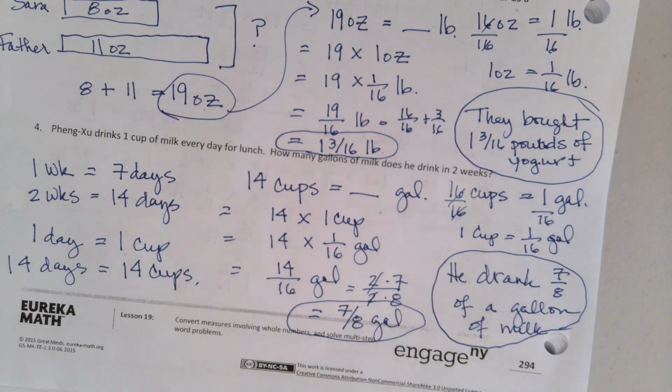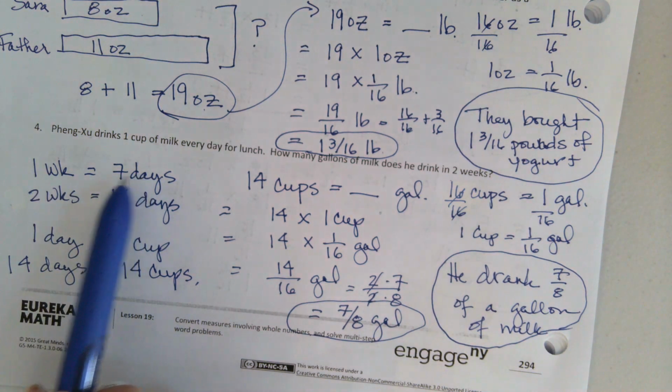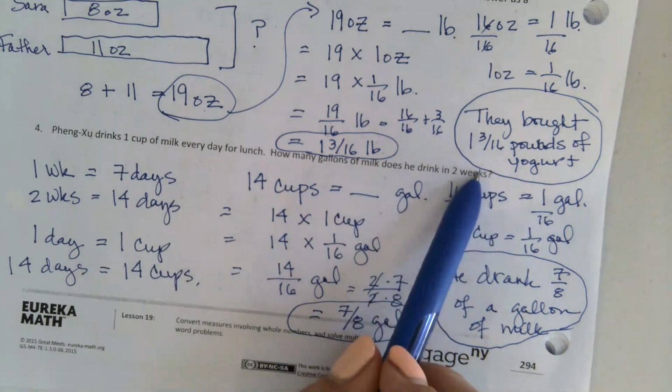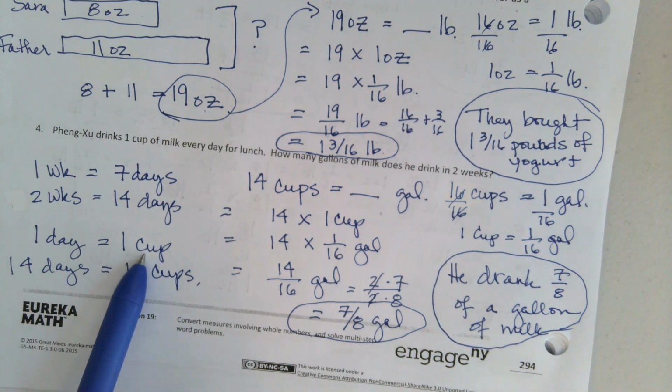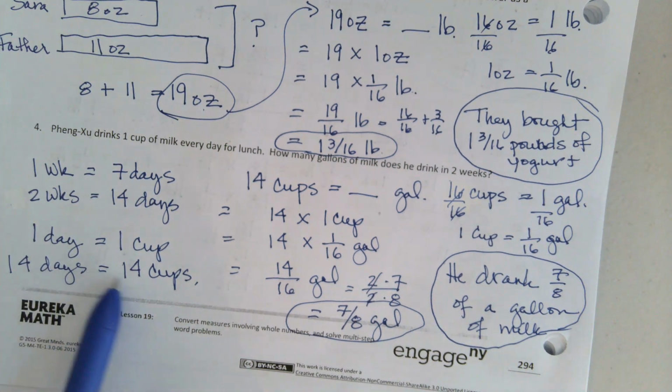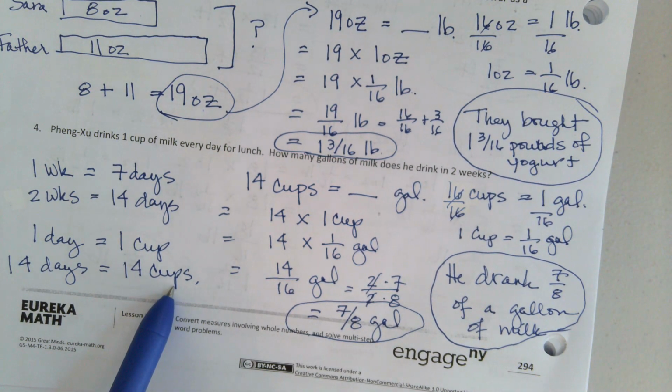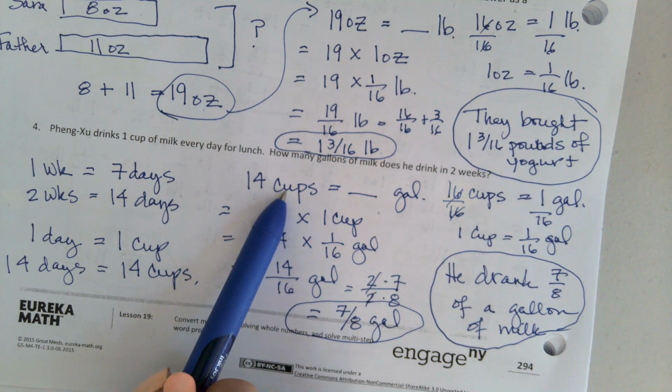Now, Fenzu drinks 1 cup of milk every day for lunch. How many gallons of milk does he drink in 2 weeks? So let's start off with what we know. We know 1 week is 7 days, 2 weeks is 14 days. We know he drinks 1 cup of milk every day. So we know over 14 days, he's going to drink 14 cups. That's where we get our starting point right there.